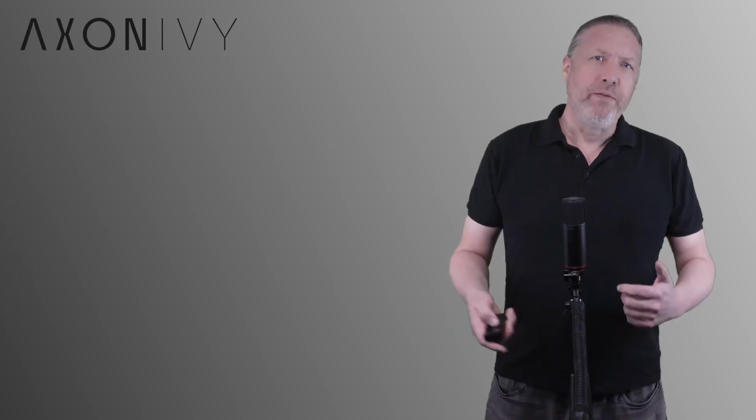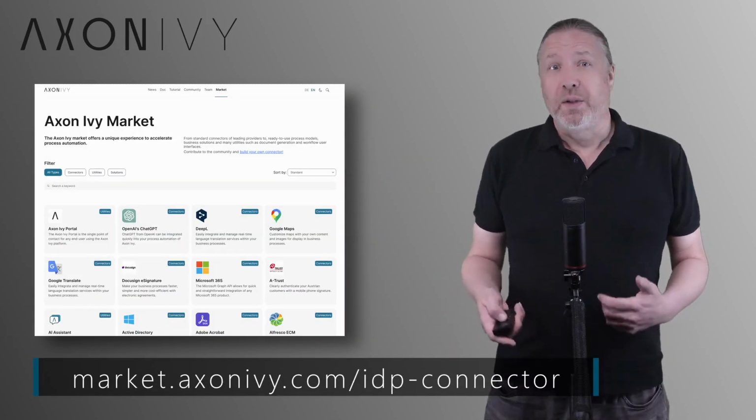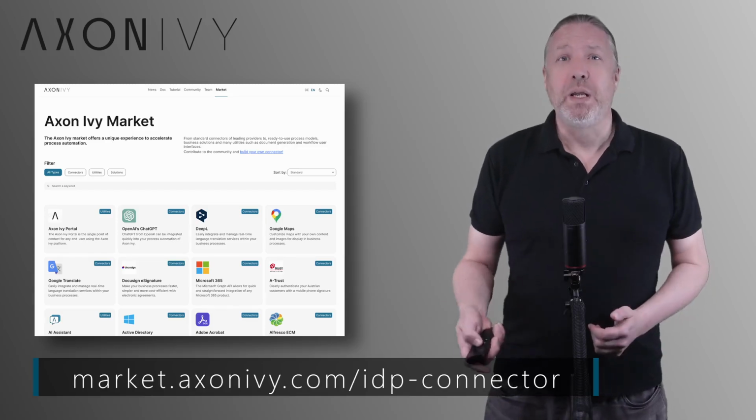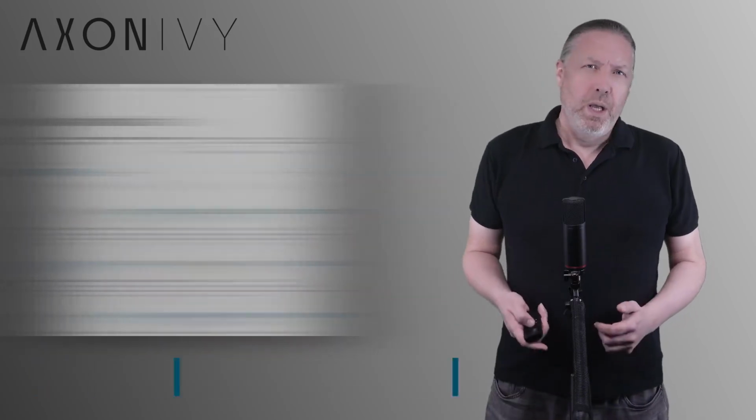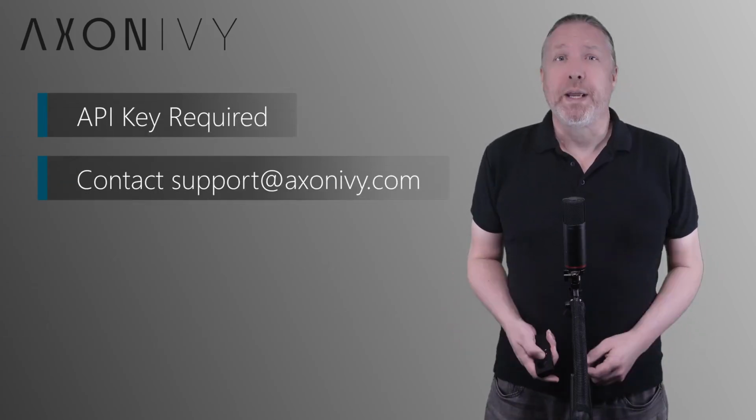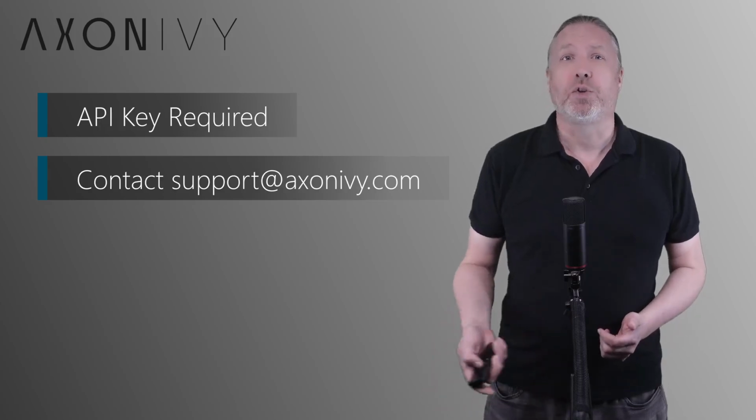Let's see the IDP connector in action. All the information about what I'm about to show you is also available at market.axonivy.com/IDP-connector. To start using the IDP connector, you'll need a valid API key, which you can request from support@axonivy.com. Once you have that, follow these steps to install it.